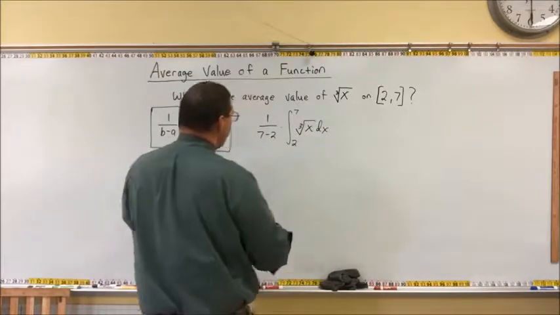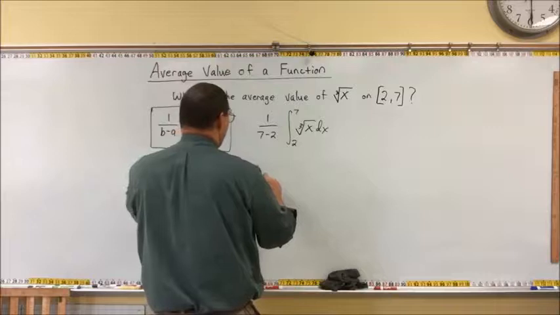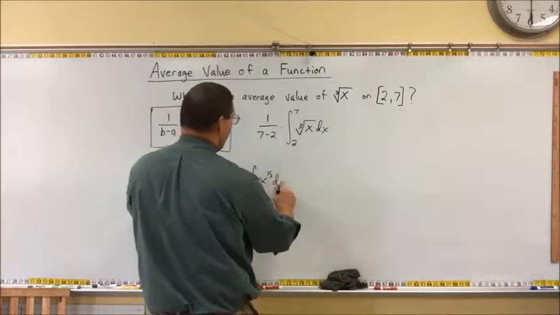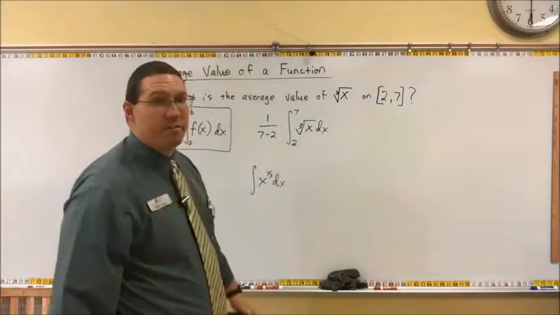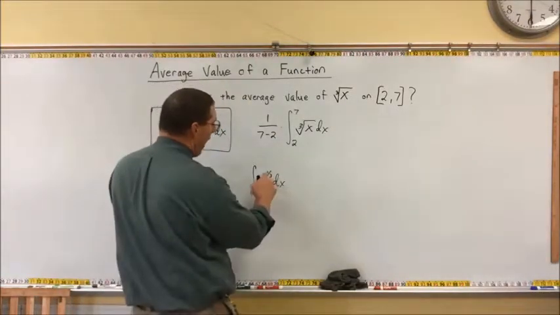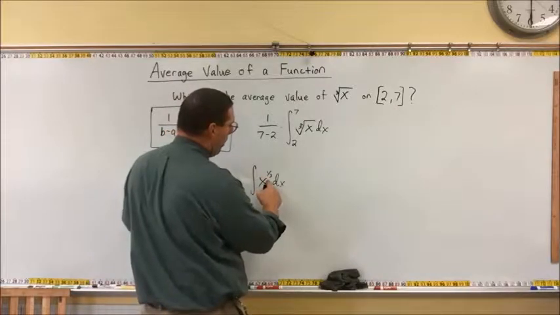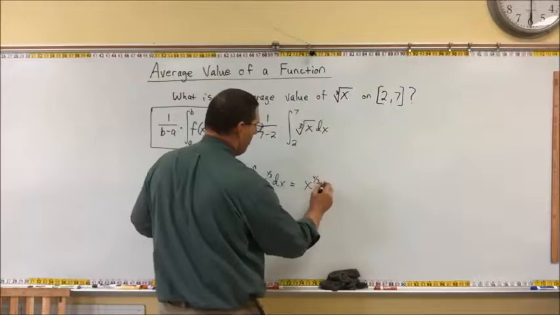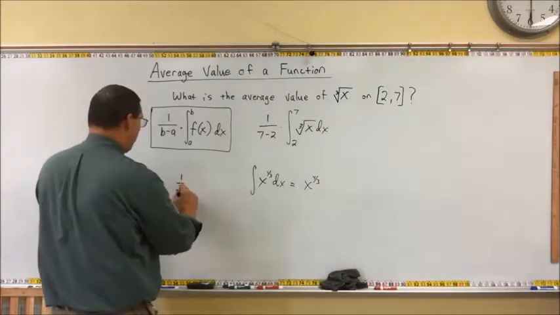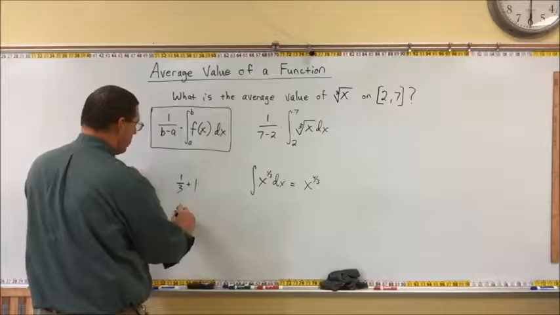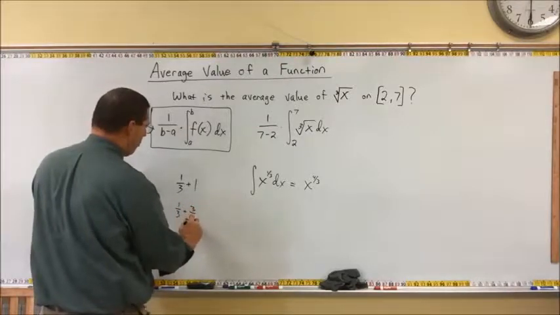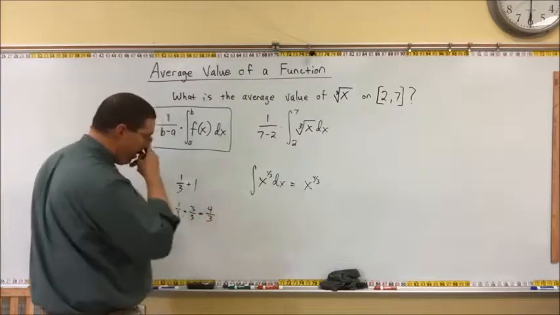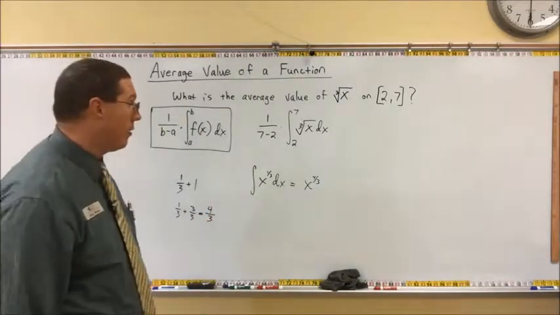Now, the antiderivative of the cubed root of x is the same thing as the antiderivative of x to the 1/3 power, right? And for the antiderivative of x to the 1/3 power, we're going to add 1 to 1/3, and 1/3 plus 1 is x to the 4/3 power. Okay, because look, 1/3 plus 1 is the same thing as 1/3 plus 3 over 3. Common denominator, right? And that's going to be 4 over 3. Got to be good at those fractions to be able to do calculus.